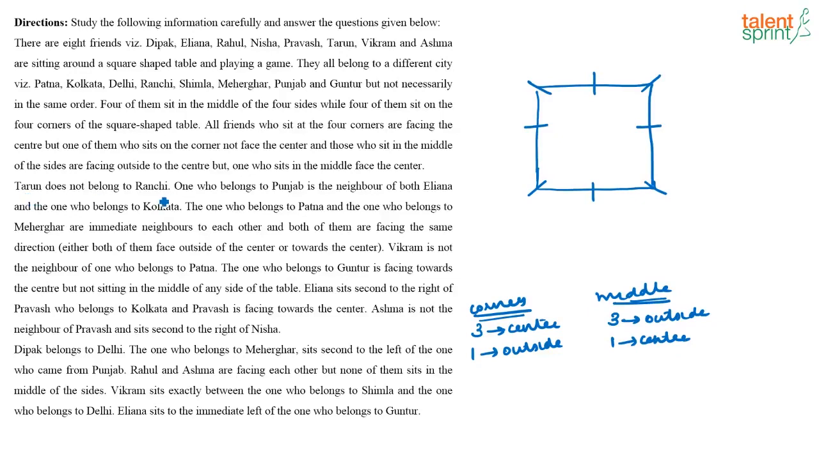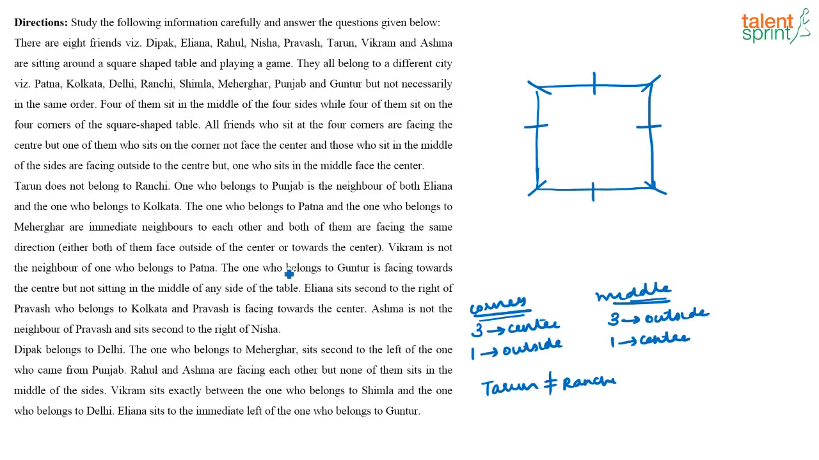Now, first statement says, Tarun does not belong to Ranchi. So Tarun is not belonging to Ranchi. I am just noting that down. The one who belongs to Punjab is the neighbor of both Eliana and the one who belongs to Kolkata. The one who belongs to Patna and the one who belongs to Mehergarh are immediate neighbors of each other and both of them are facing the same direction. Vikram is not the neighbor of the one who belongs to Patna.